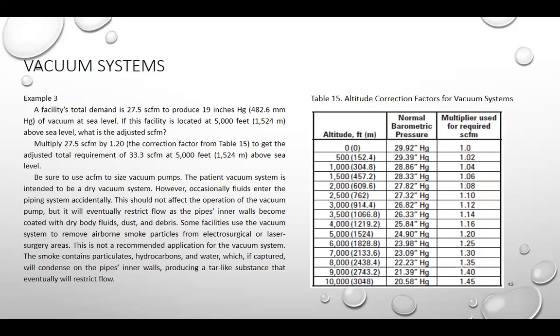The patient vacuum system is intended to be a dry vacuum system. However, occasionally fluids enter the piping system accidentally. This should not affect the operation of the vacuum pump, but it will restrict flow as the pipe's inner wall becomes coated with dry body fluid, dust, and debris. Some facilities use the vacuum system to remove airborne smoke particles from electrical or laser surgery areas. This is not a recommended application for the vacuum system. The smoke contains particulate, hydrocarbon, and water, which, if captured, will condense in the pipe inner walls, producing a tar-like substance that eventually will restrict flow.